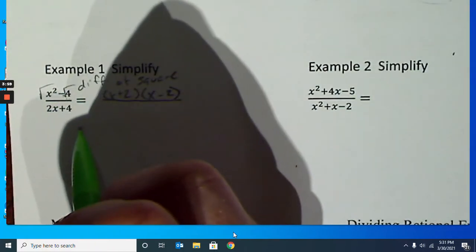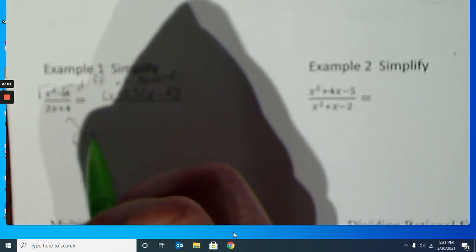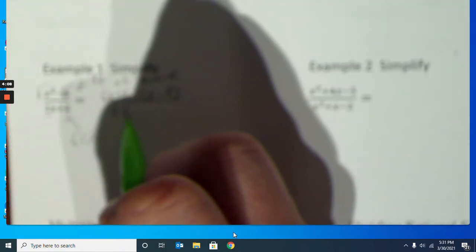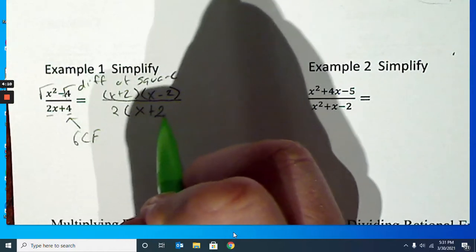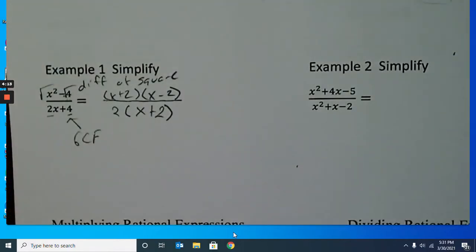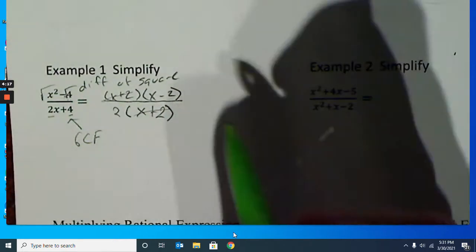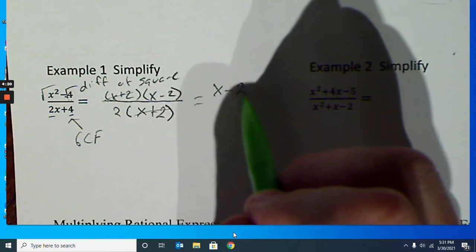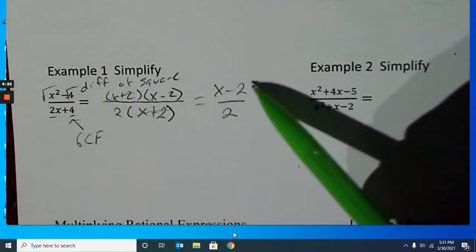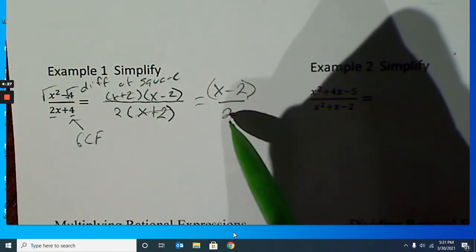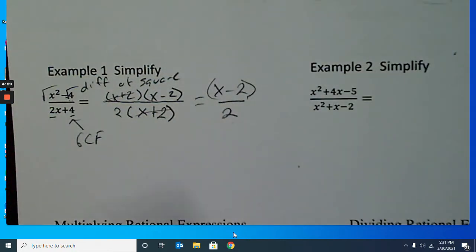The bottom part is going to be a GCF of 2, because I can divide 2 into 2 and into 4. So I would have 2 where I have x plus 2 remaining. And then because I have x plus 2 and x plus 2, I can reduce those out. And then my final factor is x minus 2 over 2. Now, I'm not going to reduce these because this is a factor term versus a constant value. So we leave it as is.